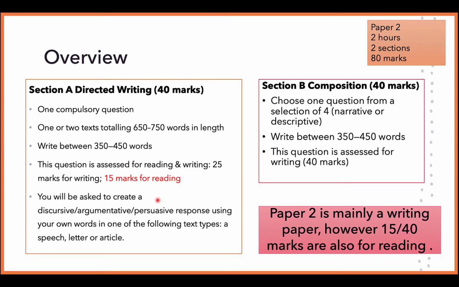So do make sure you know the features of these different types of writing, but also make sure that you understand the features of these different forms as well. So Section B, which is your composition, you have to choose one question from a selection of 4, and you can choose to either write a narrative piece or a descriptive piece. Again, you must write between 350 and 450 words, and again this is just for writing, so everything that you're being assessed on for Section B is just on your writing skills.